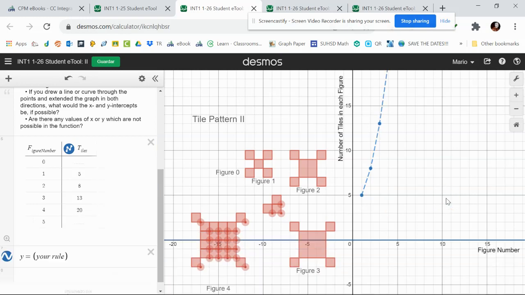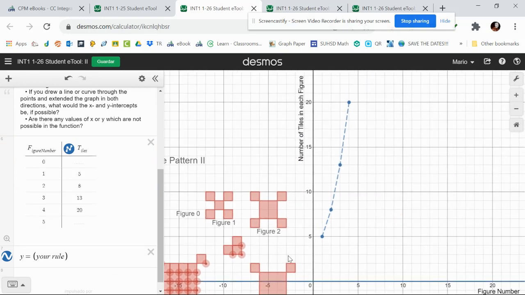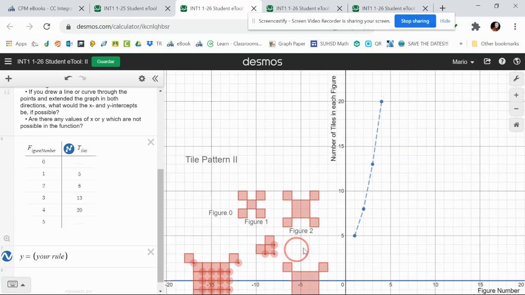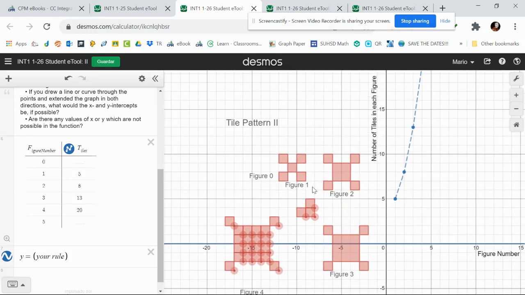So now you guys should be able to see the graph starting to develop. And now you're missing figure 0. So what do you guys think would be figure 0? All right. If you guys notice, one of the things that doesn't change is the 4 squares on the edge. And then this is the one that increases, depending on the figure number.